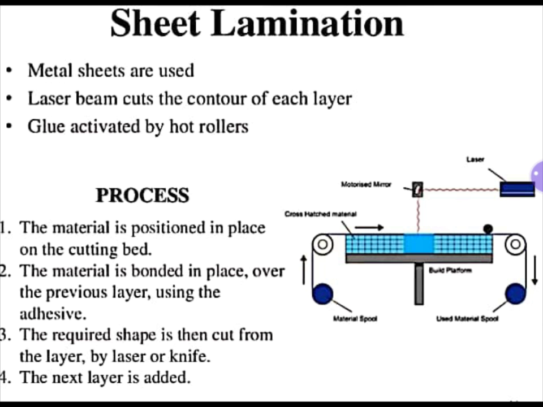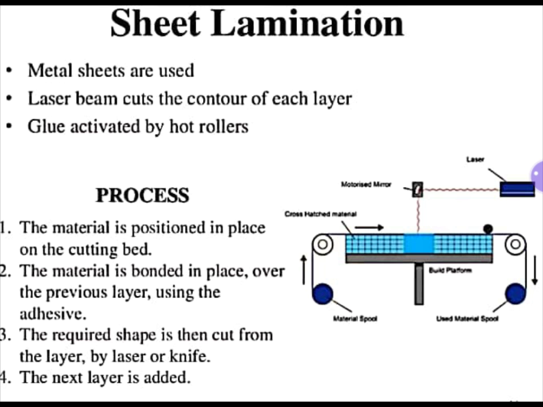In this technique, we are going to use a number of materials in order to make a 3D object. The materials that are used are aluminum, copper, stainless steel, or it may be titanium. These are the sheet materials that are used in order to get the 3D object.